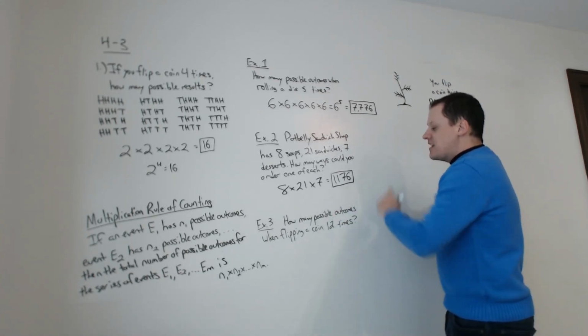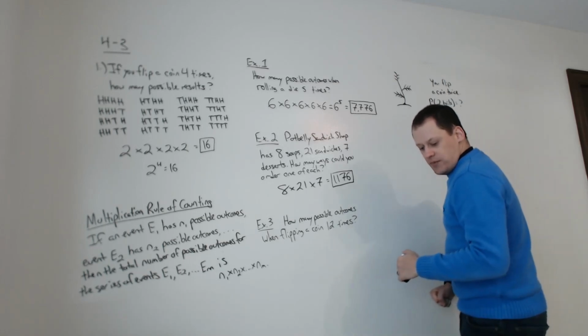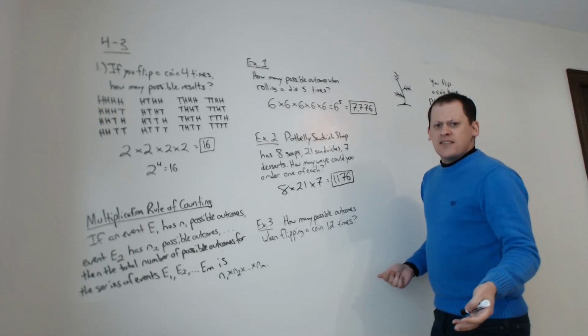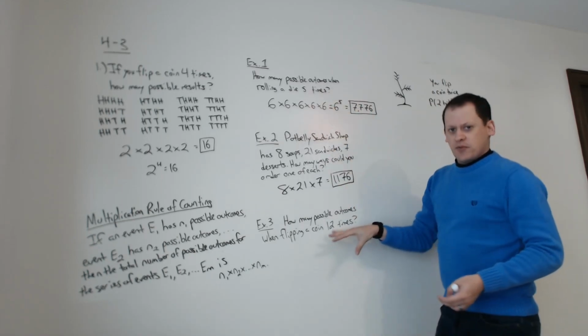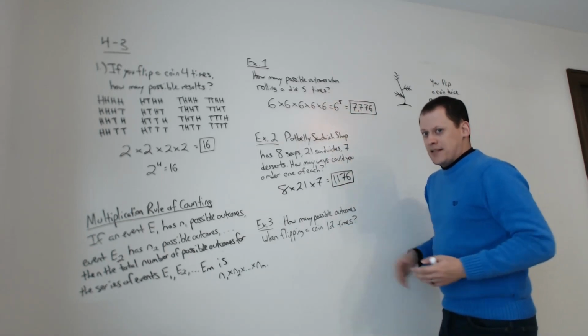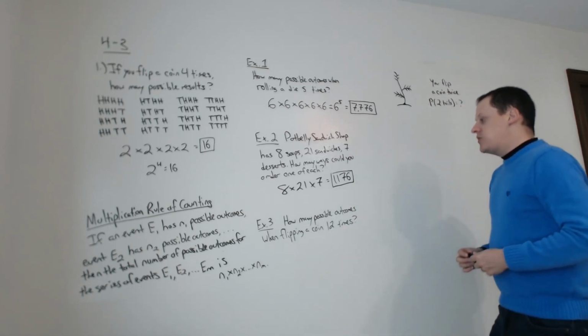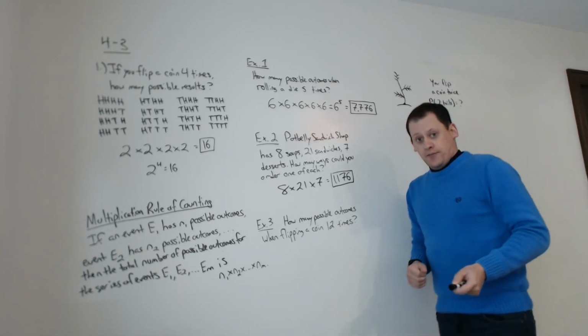All right, so example 3 there. Last example at the bottom of the page. Oh, my bad. On your notes, it just says examples. These are the 3 examples that go at the bottom of the page there. My bad. I thought I had those on there. I don't. How many possible outcomes when you flip a coin 12 times?